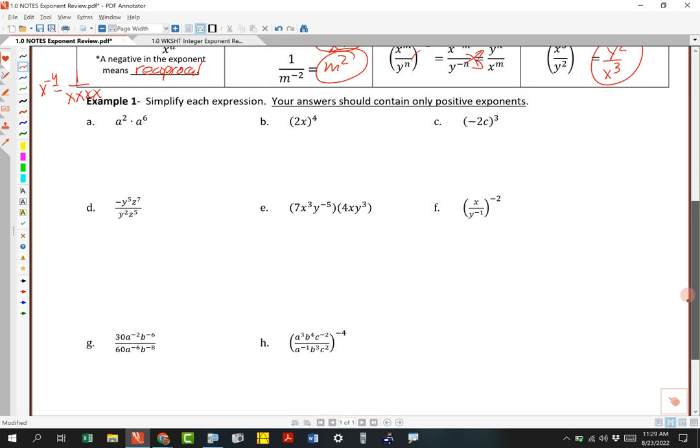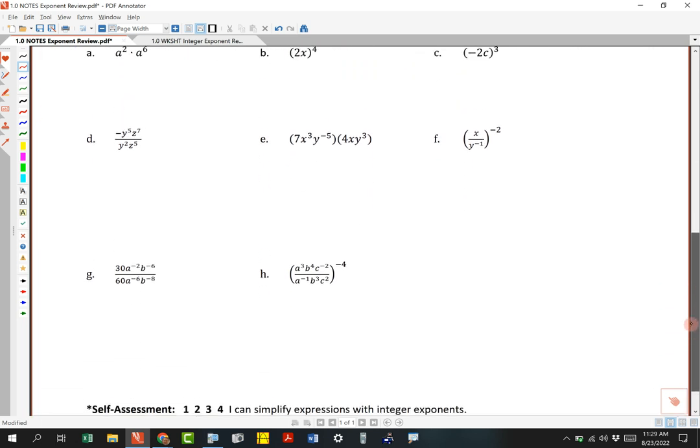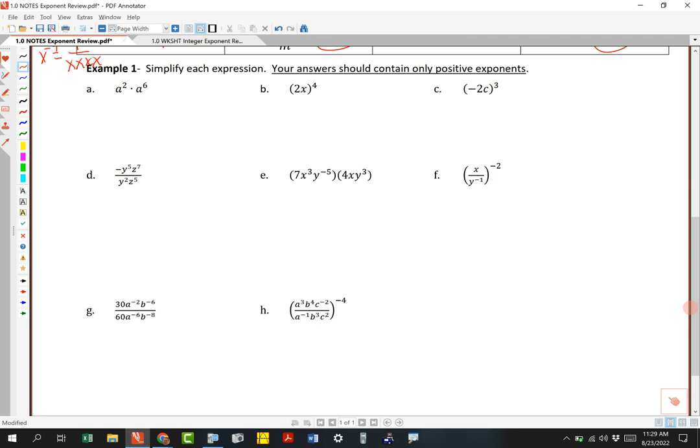Okay, good news today. What do we have? 8 examples to go through? So take a look at this one. Multiplying these together. So Lizzie, what do we do with the exponents? We add them, very good. We get a to the 8th.